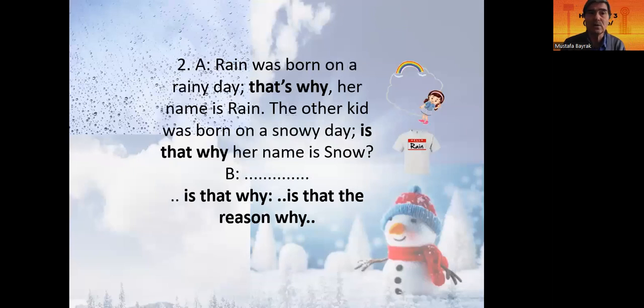Rain was born on a rainy day. Yes, Rain is the name of that little girl. That's why her name is Rain. Rain was born on a rainy day. That's why, therefore, her name is Rain. The other kid was born on a snowy day. Is that why her name is Snow? Yes, that is why her name is Snow. Is that the reason why her name is Snow? Yes, you are right. That is the reason why her name is Snow.